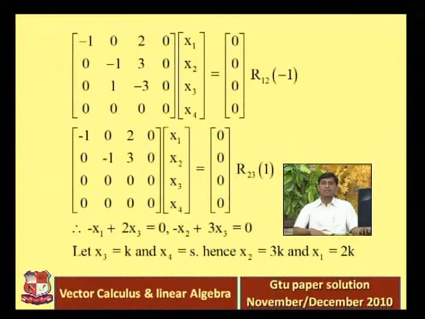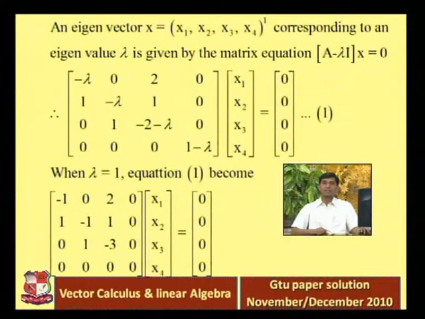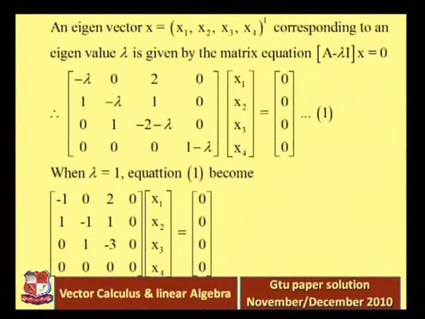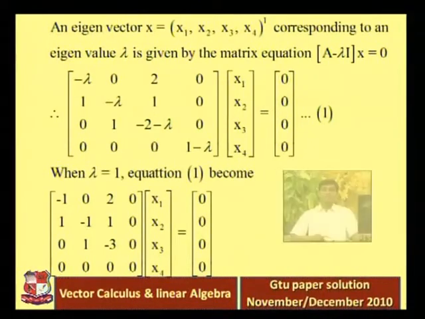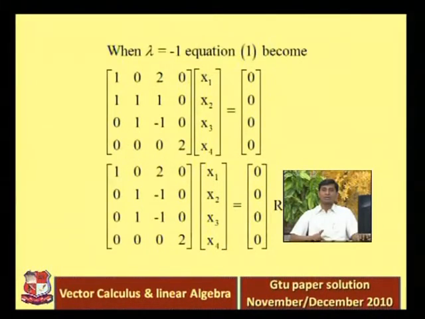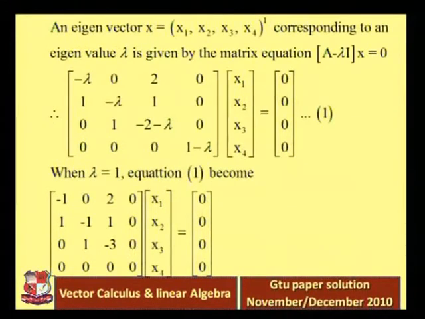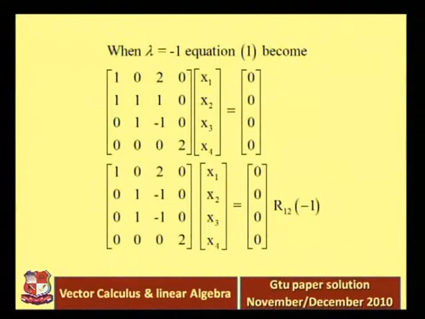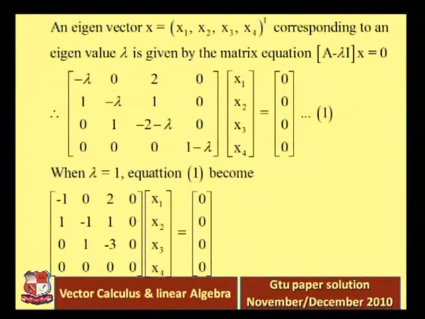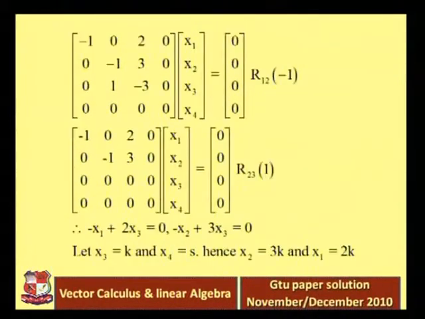Now next we find the eigenvector corresponding to lambda is equal to minus 1. So just put minus 1 in this equation, in equation 1. You can see on the screen, in equation 1 we have to put lambda is equal to minus 1. So that's why we get the first row as 1, 0, 2, 0. Then 1, 1, 1, 0. Then 0, 1, minus 2 plus 1, that is minus 1, so 0, 1, minus 1, 0, and then 0, 0, 0, 2.